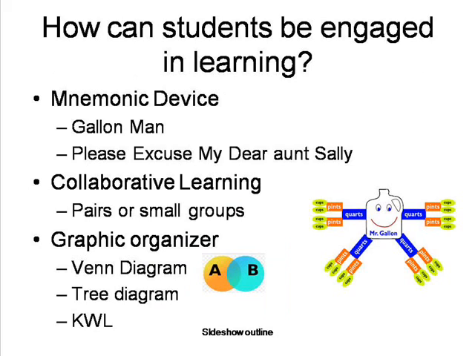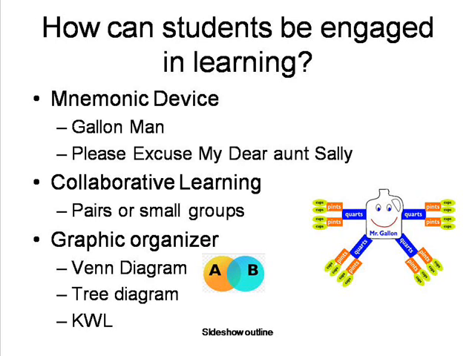How can students be engaged in learning? There are a number of ways students can be actively engaged in learning. Students may use mnemonic devices to learn. In the traditional math classroom, students learn order of operations using "Please excuse my dear Aunt Sally." But in a student-centered classroom, they might learn order of operations and create their own device to remember it.